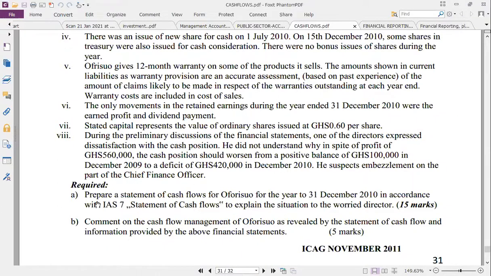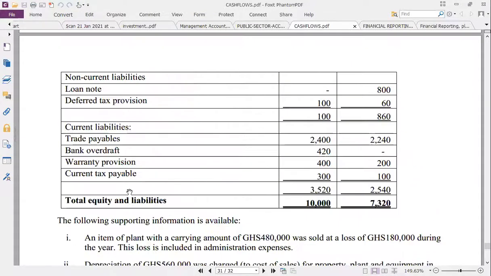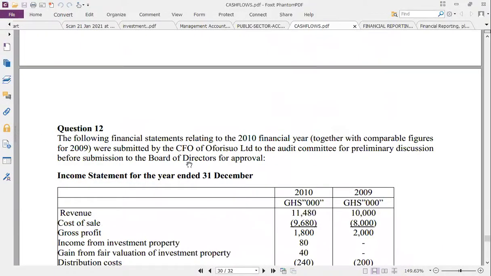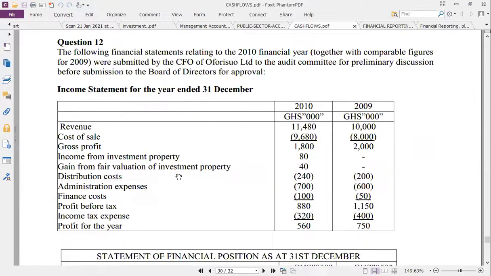And that's a big part of it. Analyze the question. Let's go to the footnote. From the top. The following financial statements relating to the 2010 financial year, together with comparable figures for 2009, were submitted by the Chief Finance Officer of Orisio Limited to the Audit Committee for preliminary discussion, before submission to the board of directors for approval. I'll go straight to the footnote.